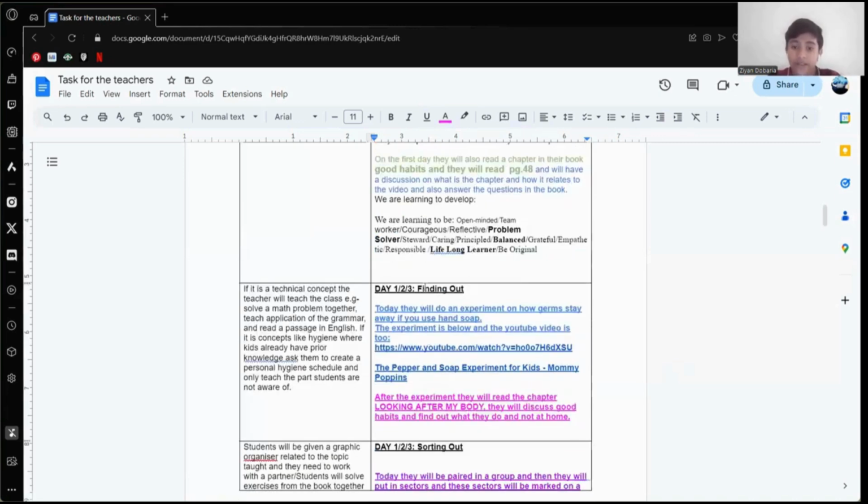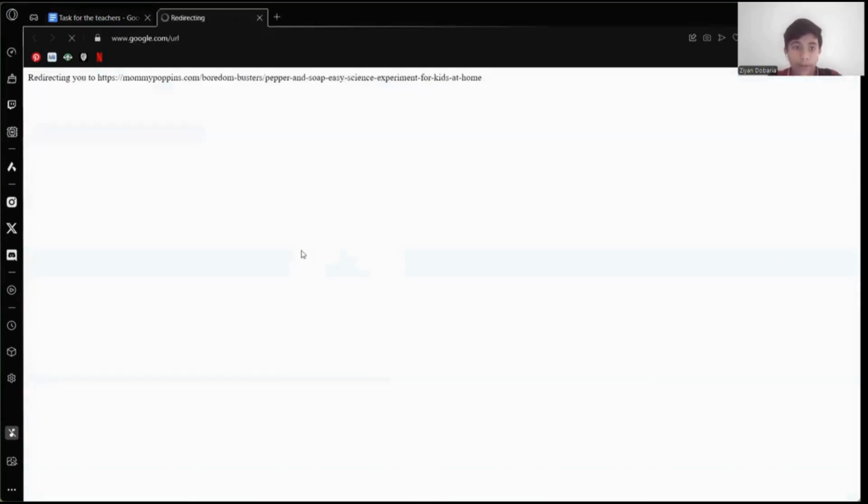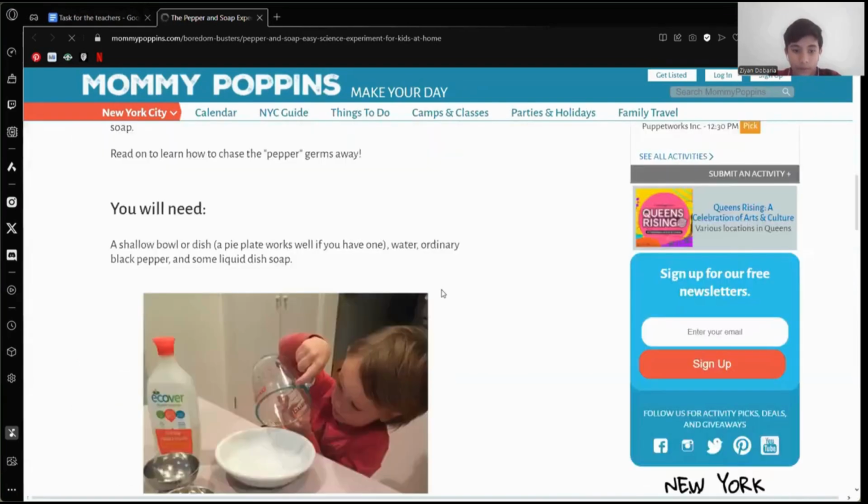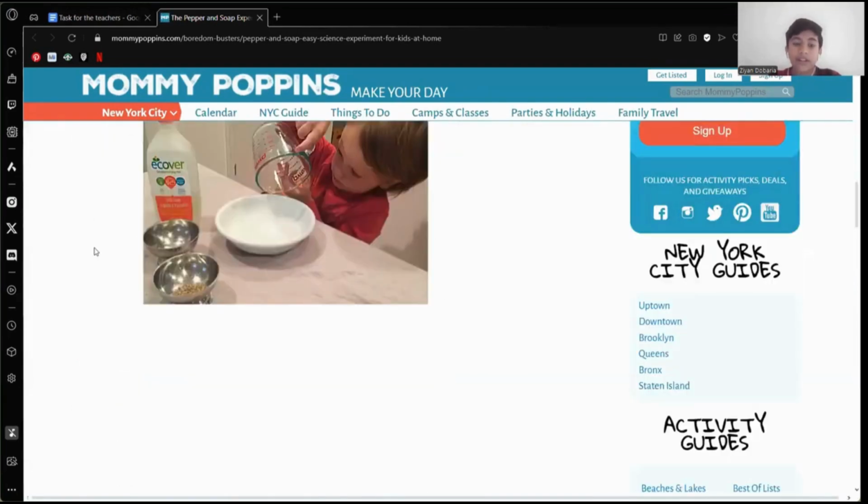On the third day, they will do an experiment on how germs stay away if you use hand soap. This experiment has a link and a video below. This is a link made by Mommy Poppins that can help the kids understand why cleanliness is important. So basically, this experiment talks about how dish soap moves away the pepper particles in the water.